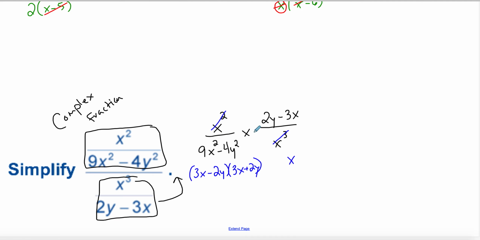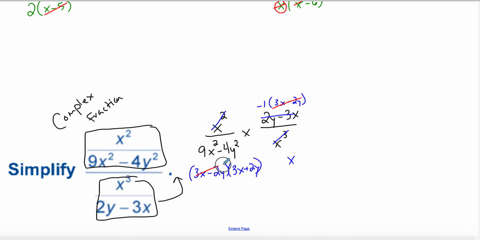That's in the bottom. And now this one looks really similar to this one. Okay, but we have a positive 3x there and a negative 3x there. So what we can do, if you remember that little negative rule, we can factor out a negative 1, and then it switches it around. And then that allows us to cancel things.